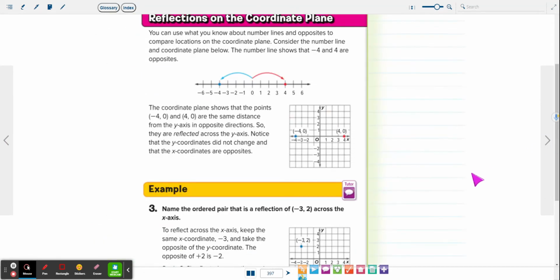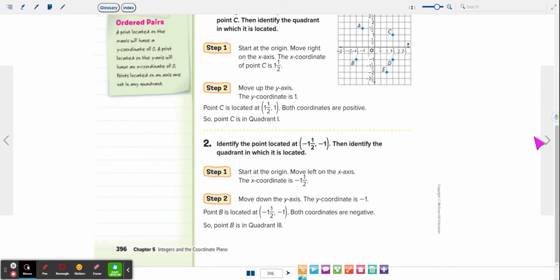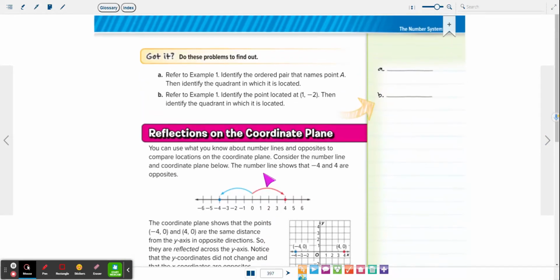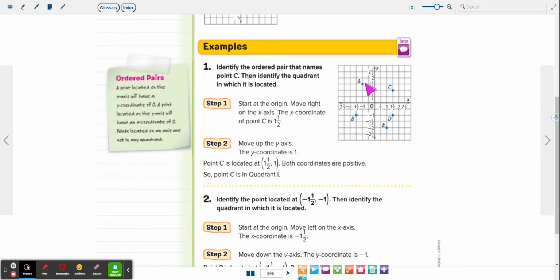All right, let's go on to 397. And let's look at the top. It says, do these problems to find out. Refer to example 1, which was back on page 396. Identify the ordered pair that names point A, then identify the quadrant it's in. So point A and what quadrant? Example 1. All right, so right here's point A.